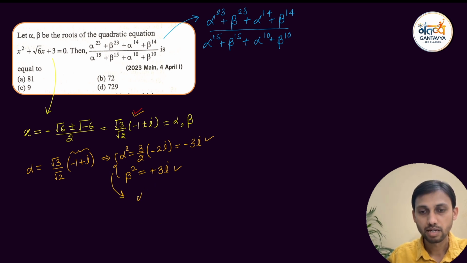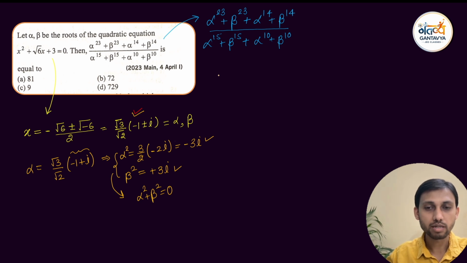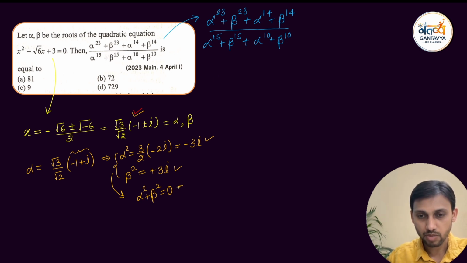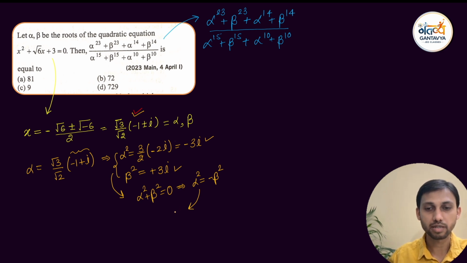I can say that if I add the two, alpha square plus beta square is 0. Actually, I thought of creating a higher power, but I started with power 2 because squaring will give you a purely imaginary number. Now, this expression can also be written as alpha square equals minus beta square, and I thought let us take power 7 on both the sides. So if I take power 7 on both the sides, 7 is an odd number.